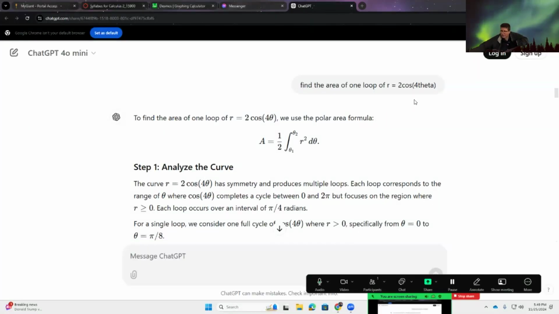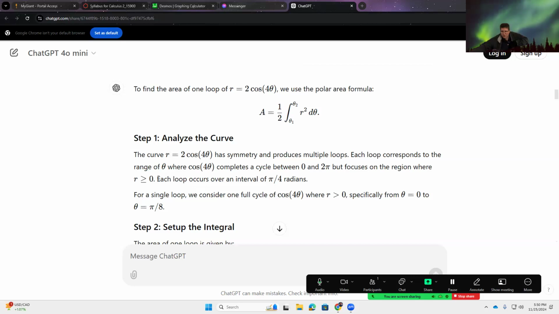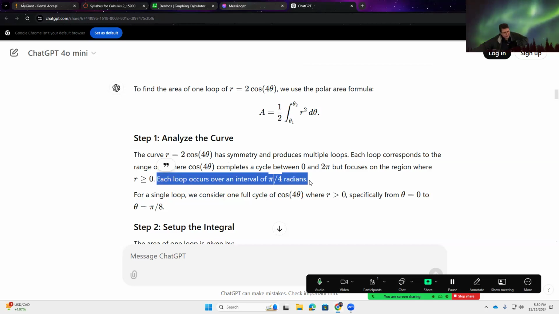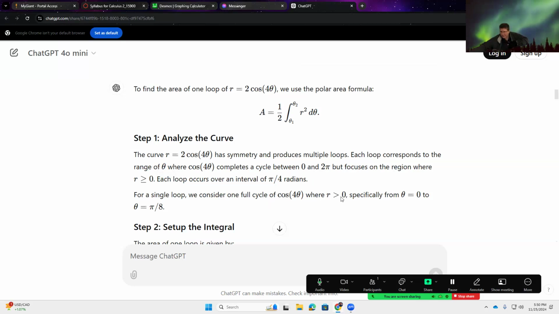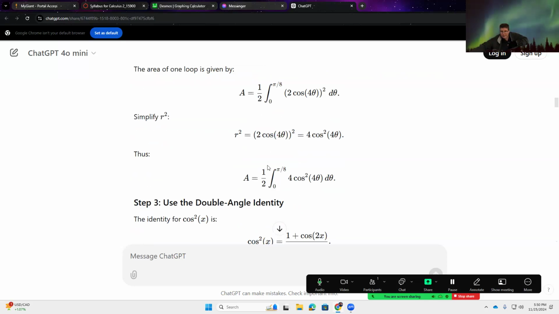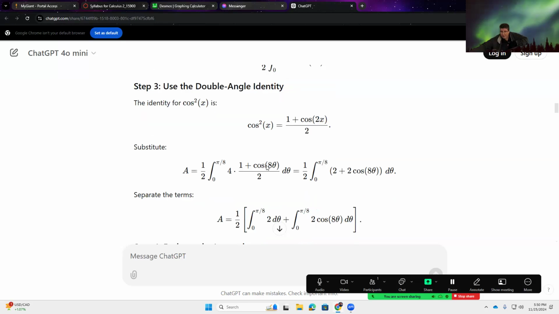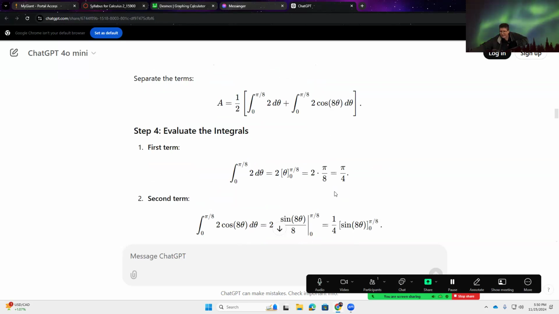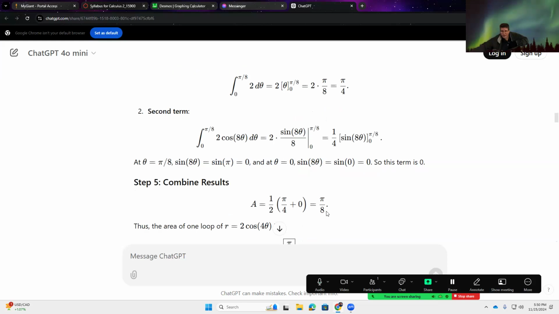I told it to find the area of one loop of r equals 2 cosine 4 theta. It knew the formula. And it figured out each loop occurs over an interval of pi over 4 radians. That's what I said. And so it said for a single loop, when r is greater than 0, we've got theta equals 0 to pi over 8. So it only did half a petal. And it goes through and does the whole thing at half a petal. Gets down here and says the result is pi over 8.